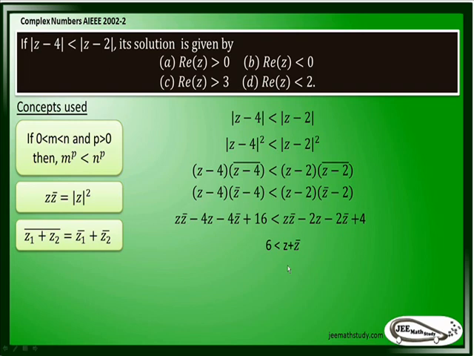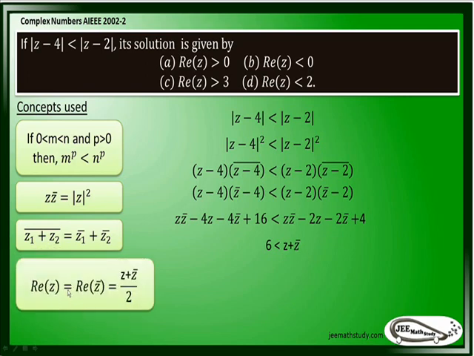As we have got some information on the sum of complex number and its conjugate, we will use this property, that is real part of z equal to the real part of conjugate of z equal to the sum of complex number and its conjugate upon 2. You can see z plus z bar is already here. Taking 2 on the other side, we will simply get 2 into real part of z. Substituting that, we will get 6 less than 2 into real part of z. Taking 2 on the other side, we will get real part of z being greater than 3, which is same as C. Hence, C is the correct answer.